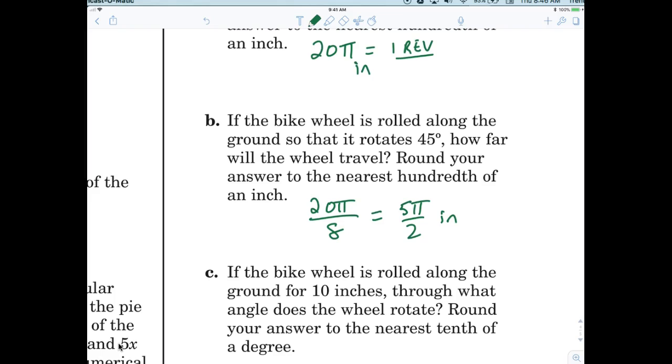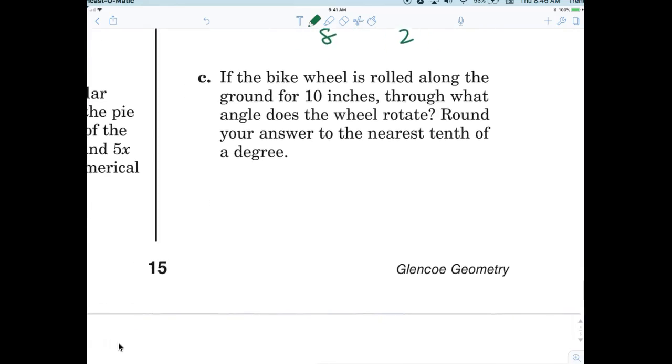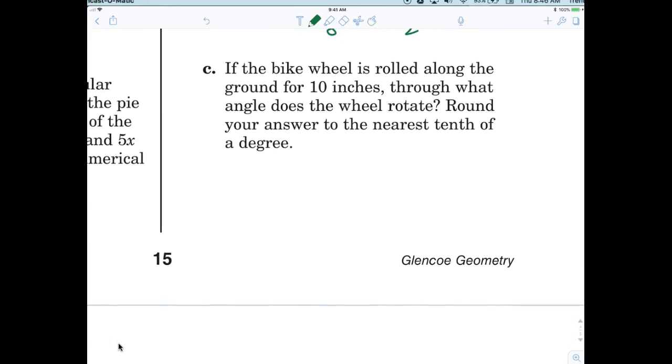You can say 2.5 pi, I don't care, but you'll see, you never do decimals. C, here we go. If the bike wheel is rolled along the ground for 10 inches, through what angle does the wheel rotate? 180.